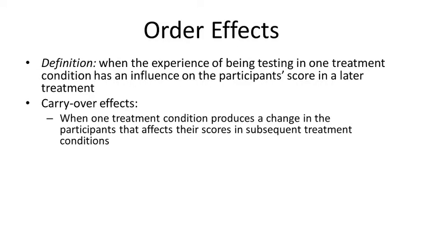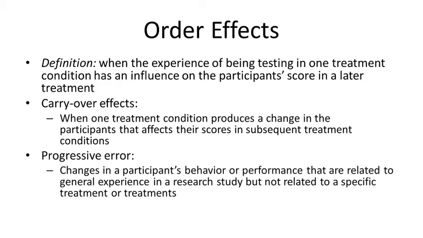Like, we can break them into different categories. Like, you have something called carryover effects. So that's where one treatment condition produces a change in your participants, and that change carries over. You know, it continues to affect them in later treatment conditions. And then there's progressive error, where changes in a participant's behavior or performance that are related to just general experience in research. It's not really related to any particular treatment or treatments.